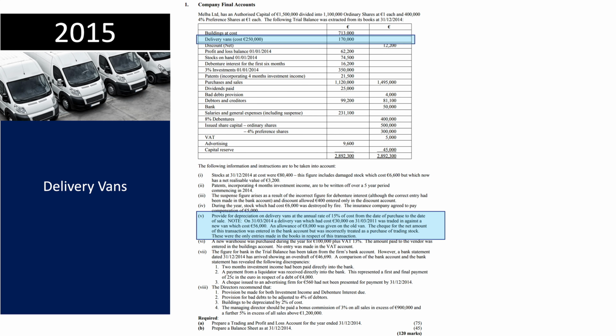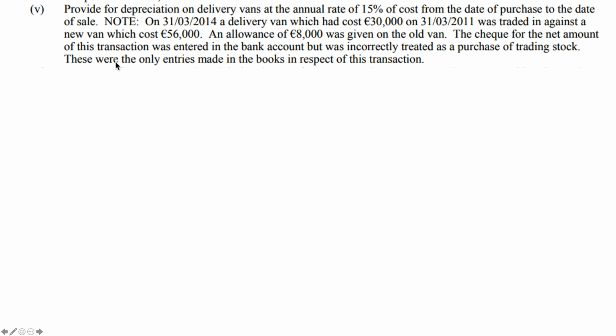2015 Melba Limited Company account. So our delivery vans cost 250, and then accumulated depreciation then would be 80,000 based on that net book value of 170. So our adjustment is note number 5 here. So provide for depreciation on delivery vans at the annual rate of 15% of cost from the date of purchase to the date of sale.